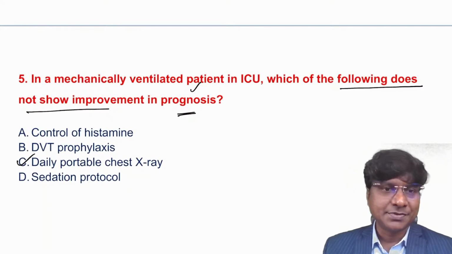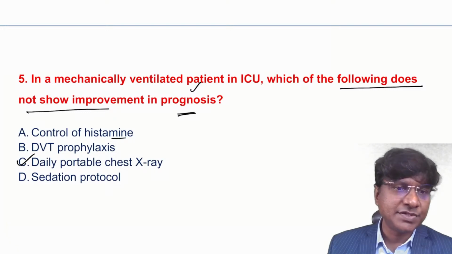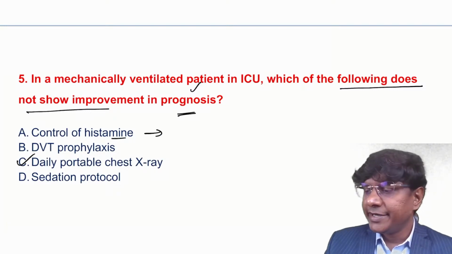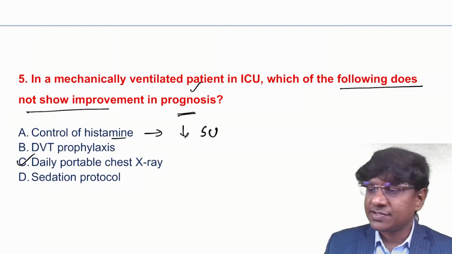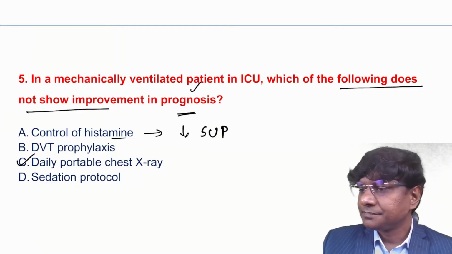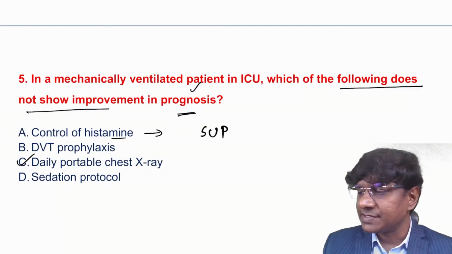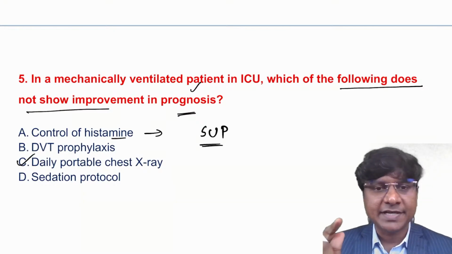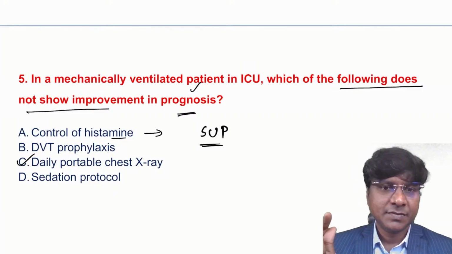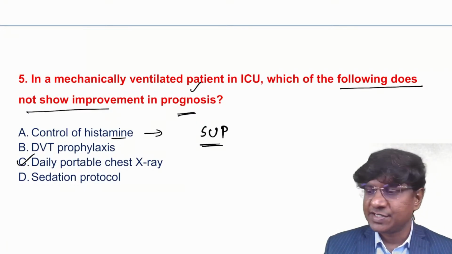And what about the other options? You take the control of the histamine. Basically, control of histamine means you are reducing stress ulcers. It's stress ulcer prophylaxis, SUP. Stress ulcer prophylaxis reduces clinically significant gastrointestinal bleeding as well as the requirement for transfusion. So definitely it has a good mortality benefit.